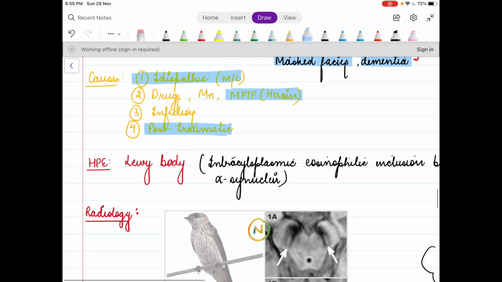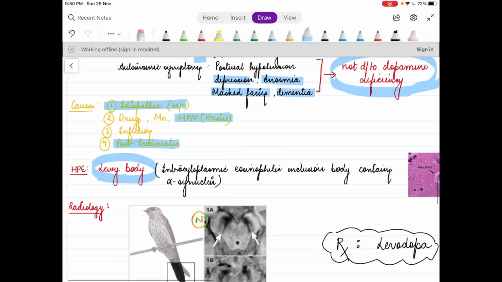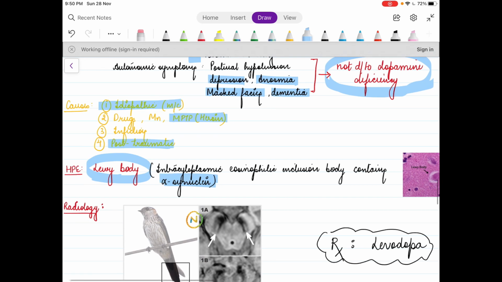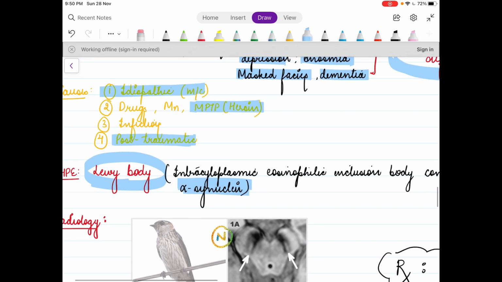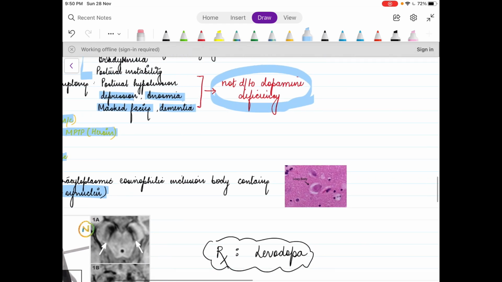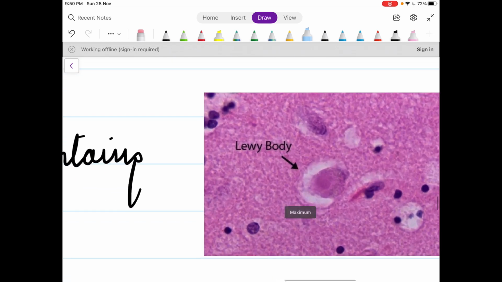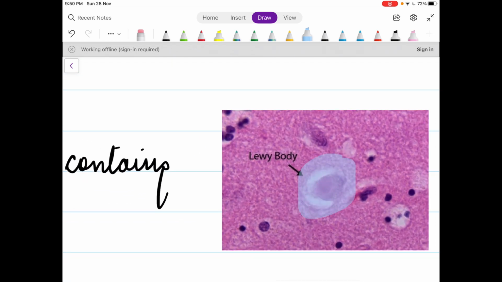On histopathology, we see bodies known as Lewy bodies. These Lewy bodies are intracytoplasmic eosinophilic inclusion bodies containing an excess of alpha-synuclein protein. Alpha-synuclein protein is normal, but the abnormal, excessive accumulation of this protein in the cytoplasm is seen as a Lewy body. Here we can clearly see in the histopathological feature that this body is referred to as a Lewy body.